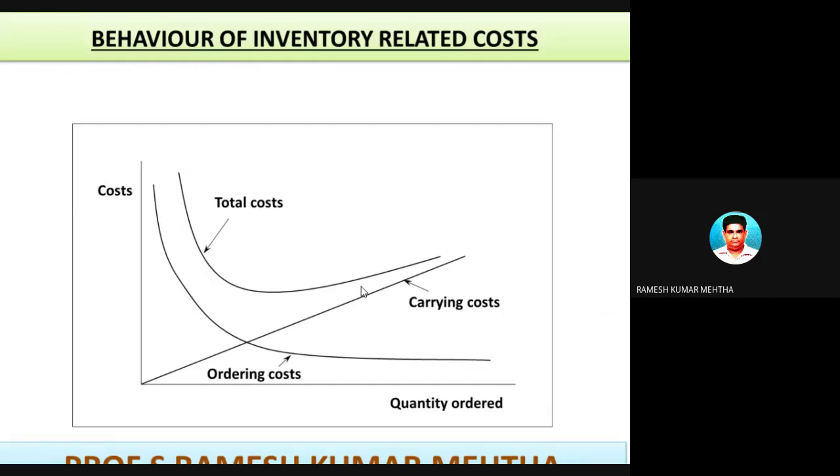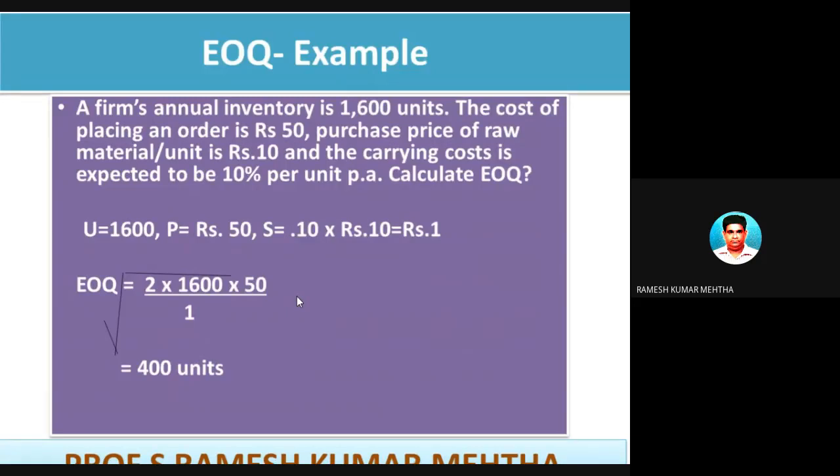So there is a diagram for finding out the economic order quantity. This is the quantity you have to order, which will minimize the total cost per order and the number of orders that are going to be placed in a year. Now let's take up a small problem, and we will arrive at our answer of how to find out economic order quantity.